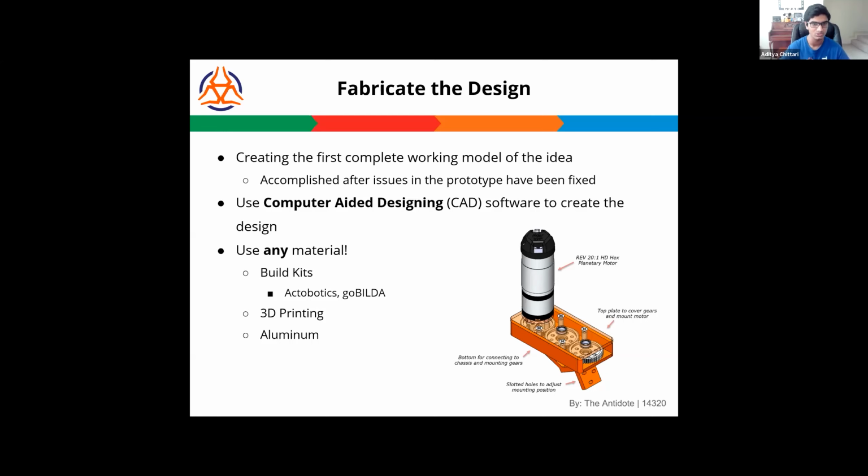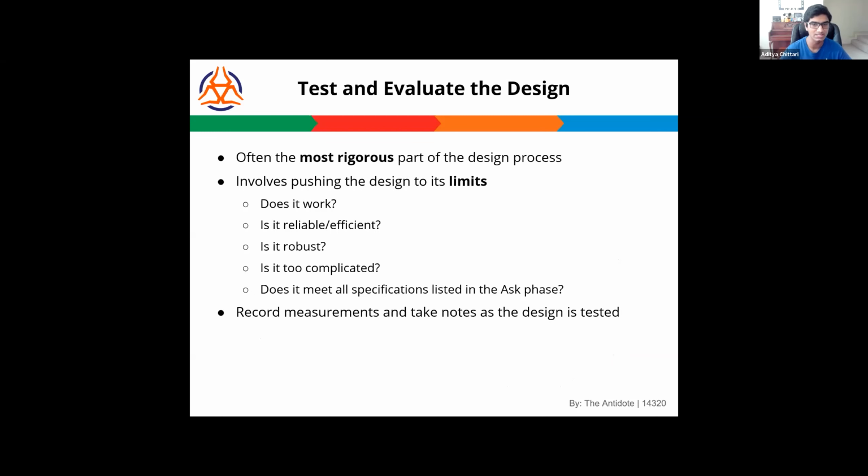We really recommend using, again, any material for this. You could build it out of Actobotics, goBILDA, you can 3D print something, and even work with aluminum to create a strong, rigid model. Step 5 is going to be the testing phase.